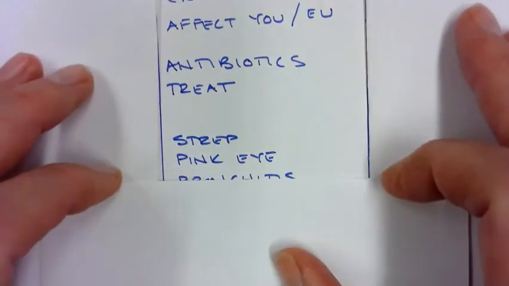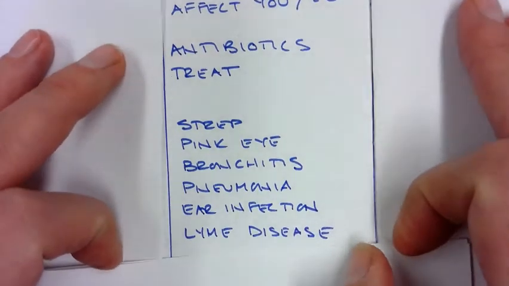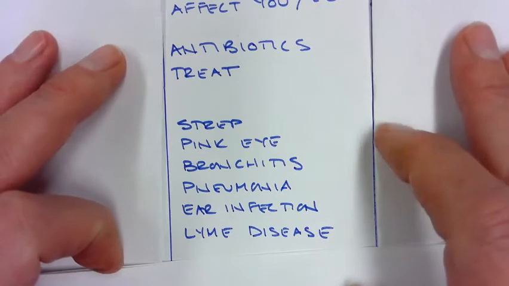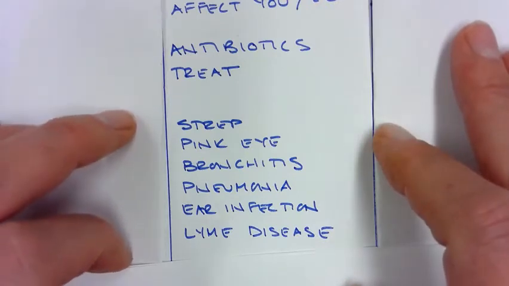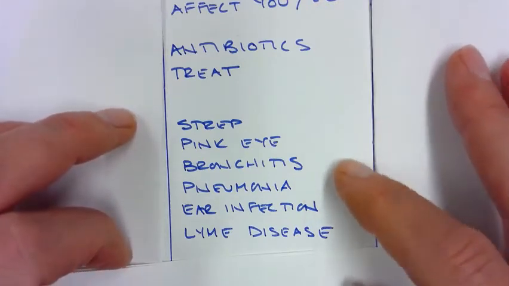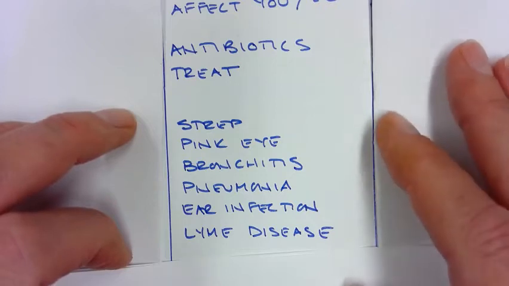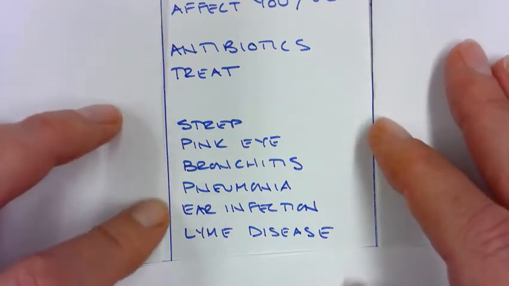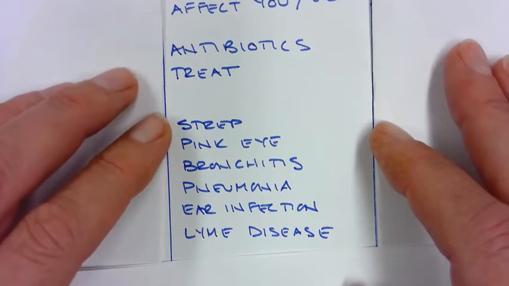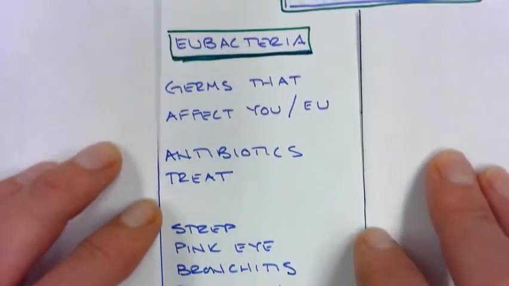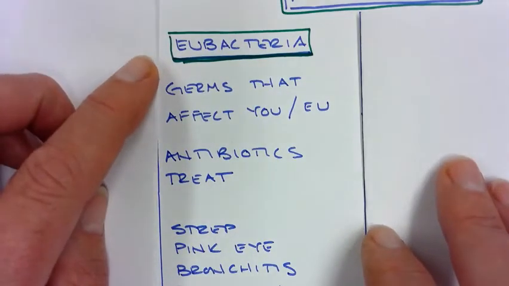These include things such as strep, pink eye, bronchitis, pneumonia, an ear infection, and Lyme disease. So these are all treatable with antibiotics. You've probably at some point in your life taken an antibiotic, and so you were infected with a eubacteria.